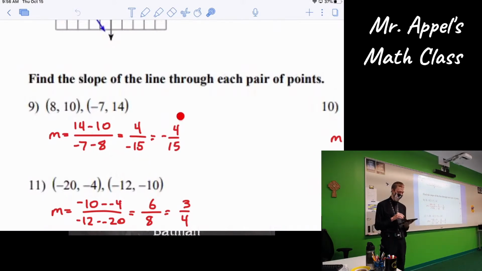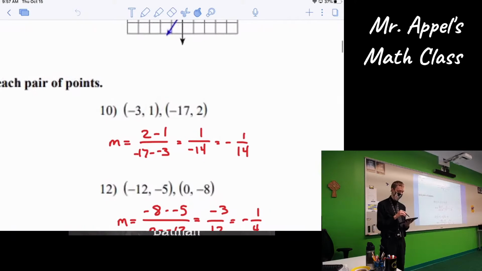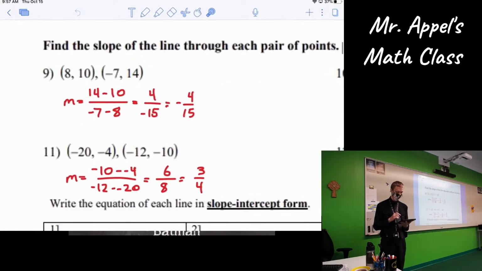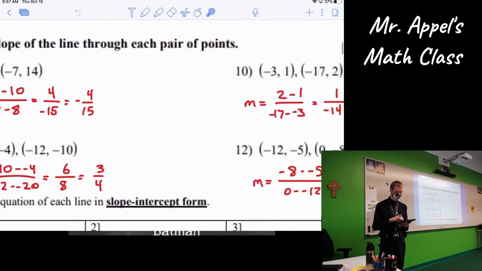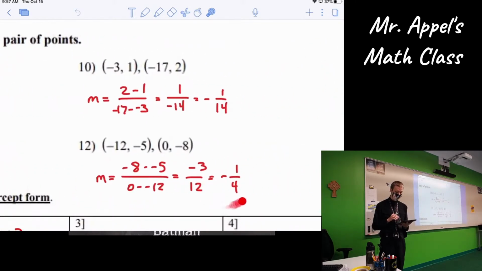So number 9, that slope is negative 4/15. I prefer fractions most of the time. Number 10, that slope is negative 1/14. Number 11, that slope is 3/4. And number 12, that slope is negative 1/4. Okay. Questions there?